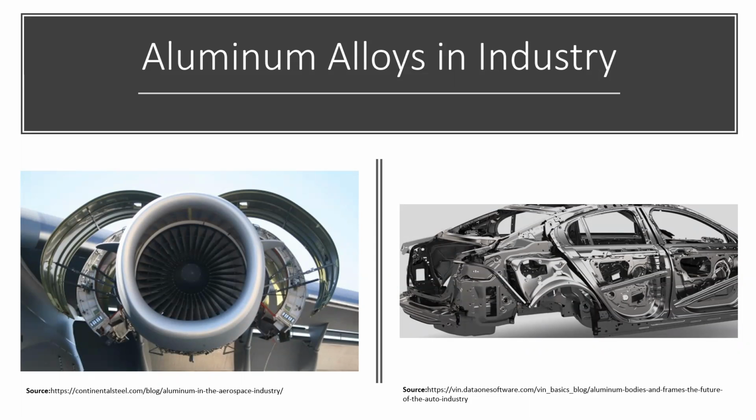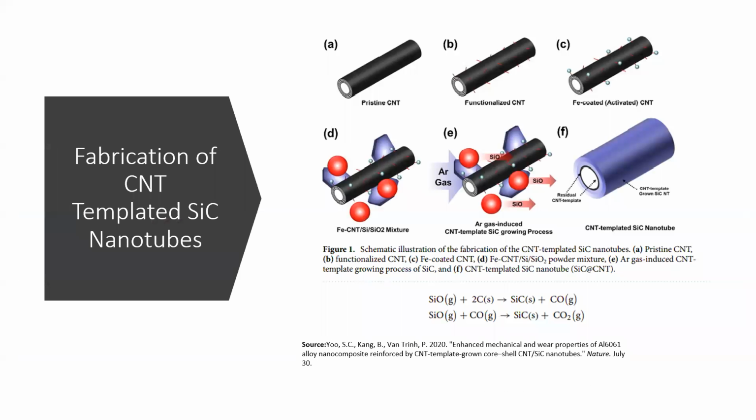Some examples of aluminum silicon carbide usage in automobiles are pistons, brake rotors, and drive shafts. Among ceramic reinforcements, silicon carbide is widely used due to its high hardness and mechanical strength. In the figure, you can see the fabrication of silicon carbide nanotubes.